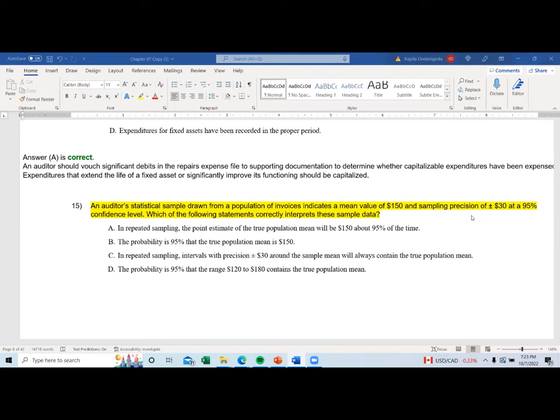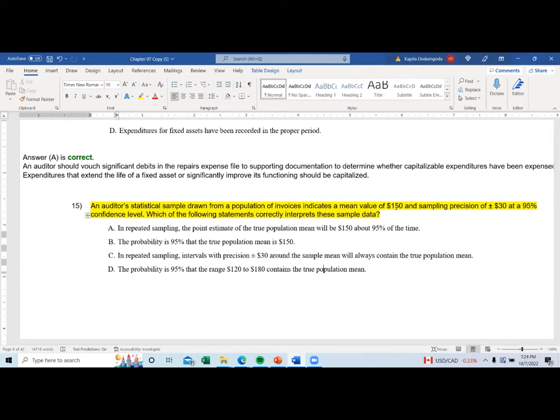So that means 150 minus 30 and 150 plus 30, that is 120 and 180, is the range at a 95% level. So the probability is 95% that the range 120 to 180 contains the true population mean. Just because the sample mean is 150, we can't say the population mean is 150, because this is just a sample.